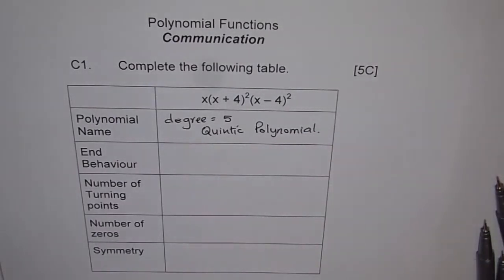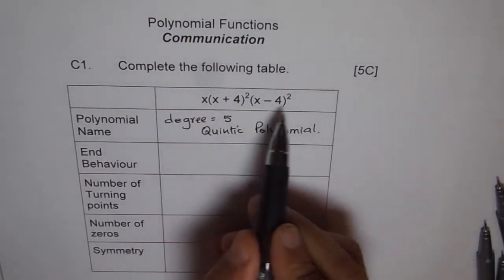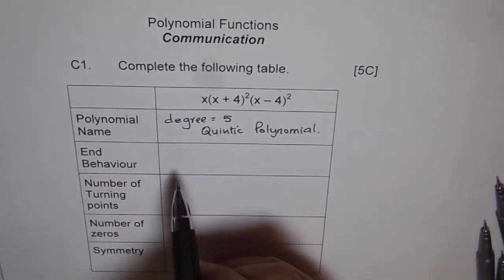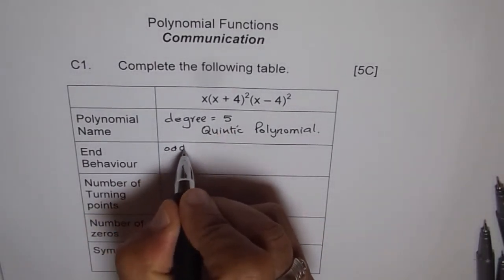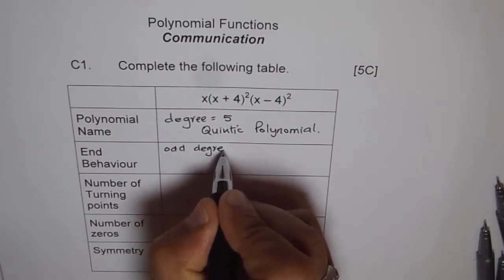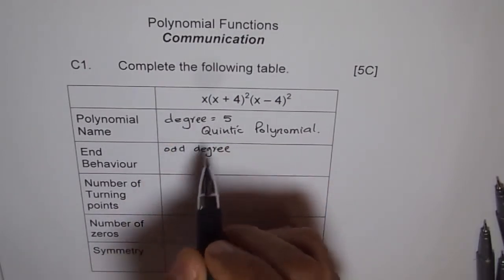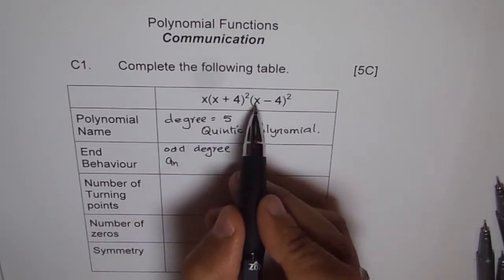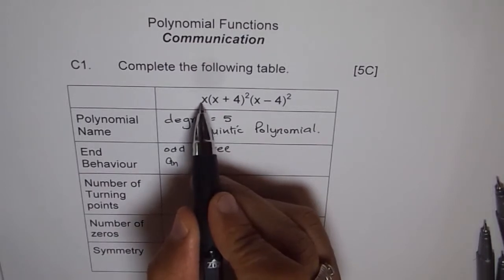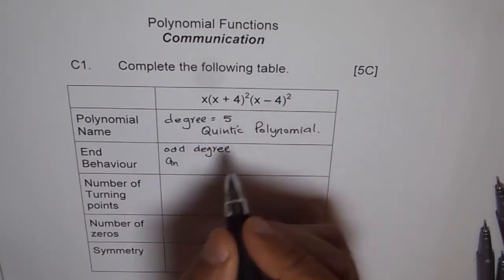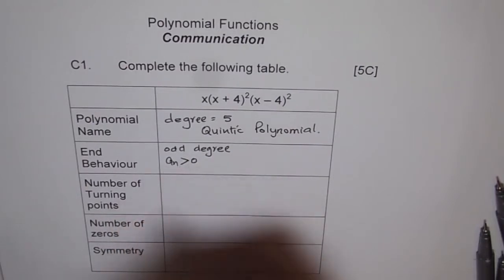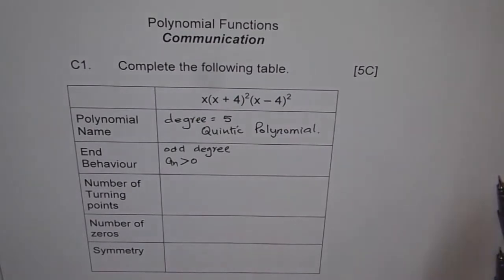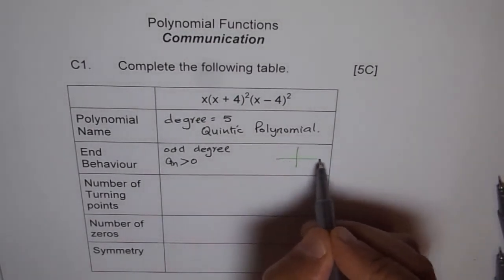End behavior. To find the end behavior, you can see the degree is 5, which is odd degree. So we have an odd degree, right? What else? Leading coefficient. So let's say a_n is leading coefficient, positive or negative. This x is positive, this is positive, this is positive. So when you multiply them all, you get positive. So it is greater than 0, right? It is positive.